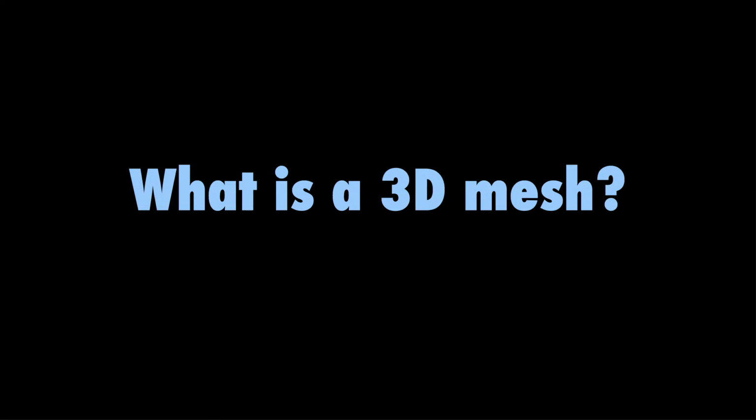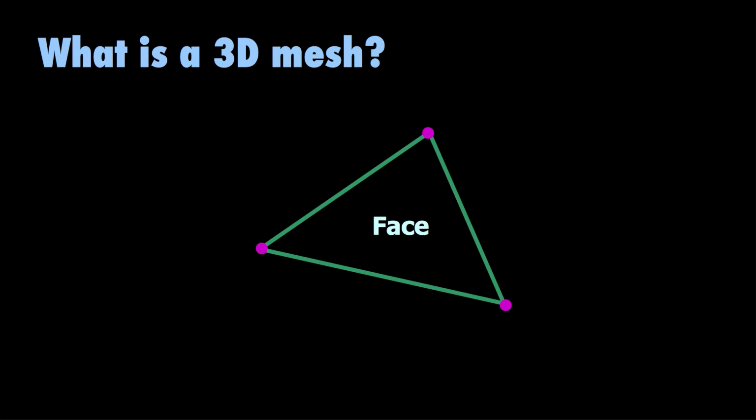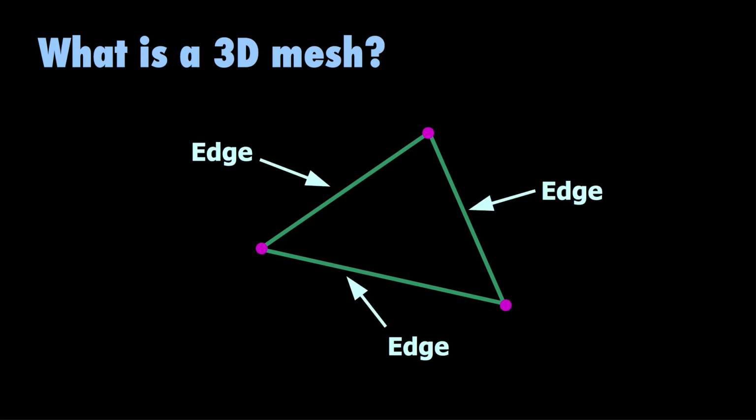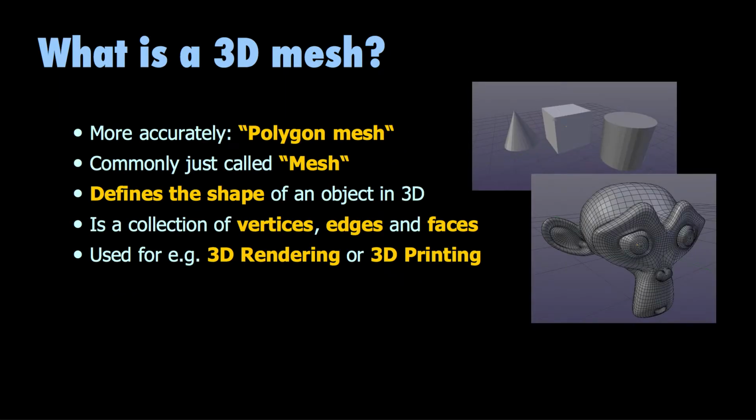A mesh in 3D terminology describes a structure of points, edges, faces, and additional data which form the shape of an object that can be processed and visualized by a computer. The accurate term is polygon mesh, because the interconnected faces that make up a 3D model are called polygons. Meshes are used for 3D rendering, which is probably the most popular use of meshes, 3D printing, product design, architecture, and many other things.